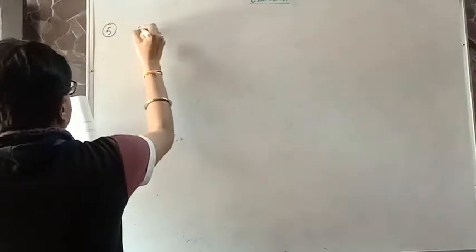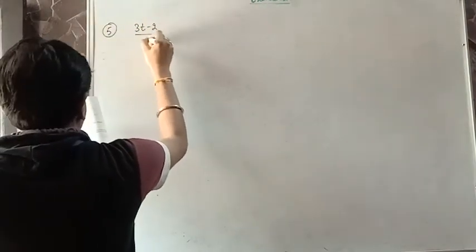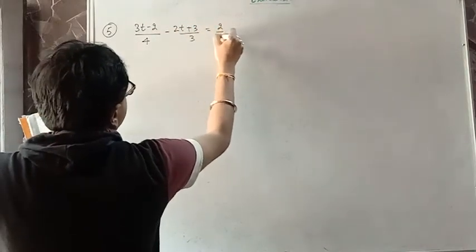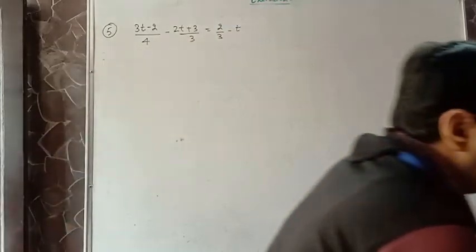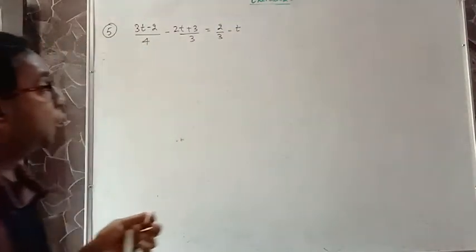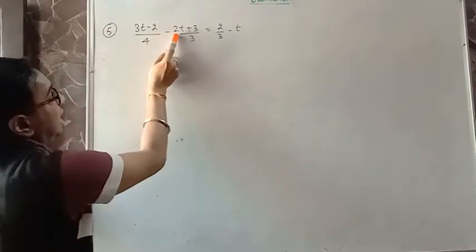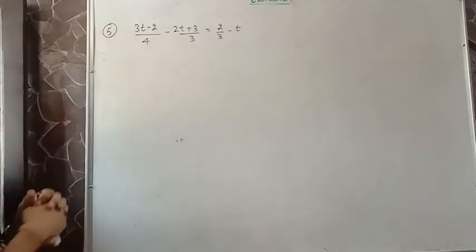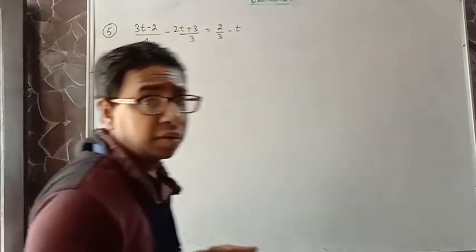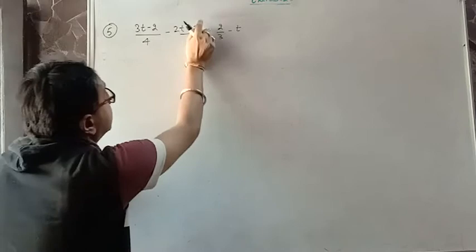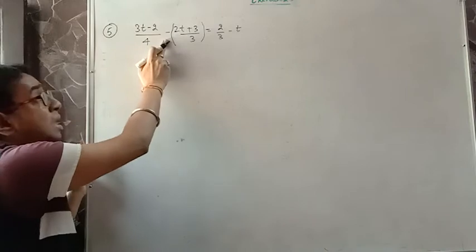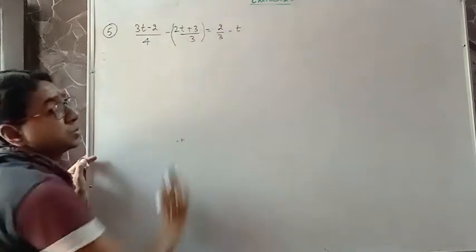Question number 5. (3t minus 2)/4 minus (2t plus 3)/3 equals 2/3 minus t. See the question. Now, in this question, normally you might be thinking this minus is definitely with this 2t. On the first perception, definitely you will be thinking that this minus is with this 2t. That's not correct. Understand, as I discussed, this minus is with this whole term. This is one complete term, and this minus sign is outside this complete term, rather than with the 2t.